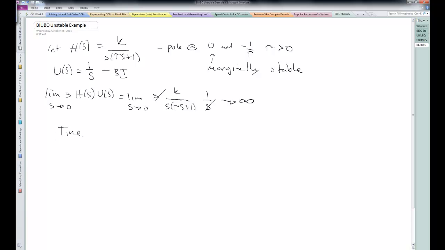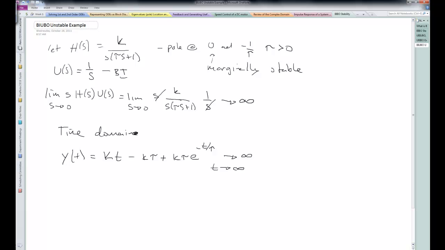So we can look at the time domain solution, and we find, using MATLAB, that y of t ends up being kt minus k tau plus k tau e to the minus t over tau. This looks oddly familiar. It's the same kind of situation where we had the speed being driven by a ramp, but here we have the position being driven by a constant, and we get the same kind of solution. We see that this goes to infinity as t goes to infinity.